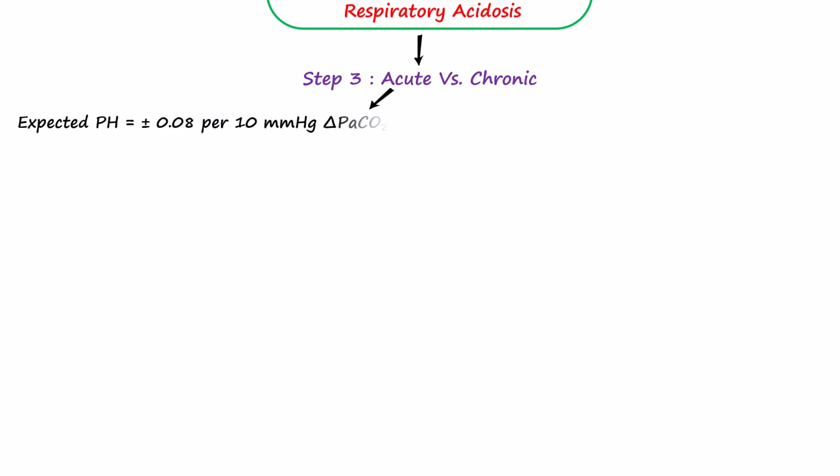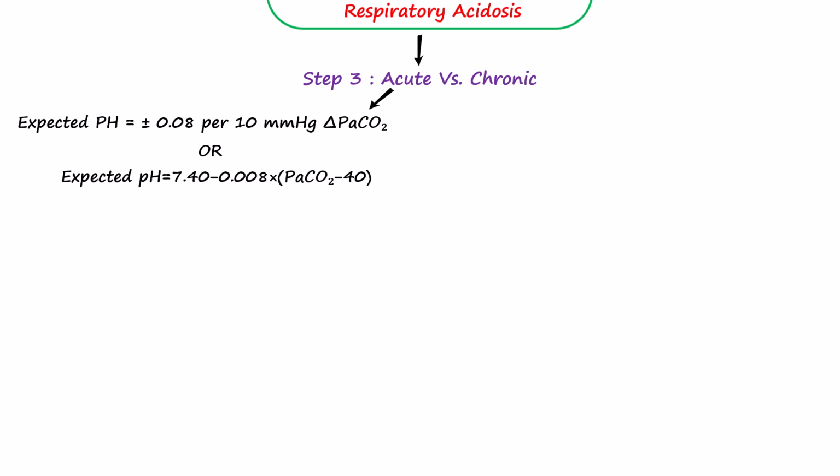Now, we need to assess whether this respiratory acidosis is acute or chronic. To determine this, we need to evaluate how much the pH and bicarbonate have changed in response to the elevated CO2 level. In acute respiratory acidosis, the pH typically drops by approximately 0.08 for every 10 mmHg increase in CO2 above its normal level of 40 mmHg. We can use this relationship to calculate the expected pH or use formulas derived from it. I'll be using the formula and will do the same for other cases in this video too.